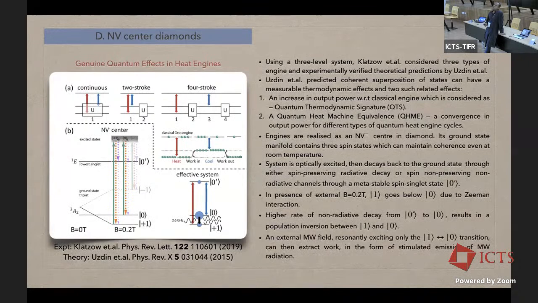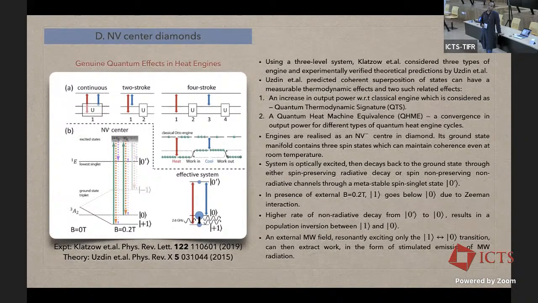Now, what they have shown experimentally is that these engines are realized by NV centers in diamond, whose ground state manifold is 3-fold. What is important is that these spin states can maintain coherence even at room temperature. That's quite interesting, and therefore they have chosen these systems for the realization. Then they apply a magnetic field. In the presence of this magnetic field, one state goes below the 0 state, the +1, and it goes here. Then they make some optical pumping, so they excite it.